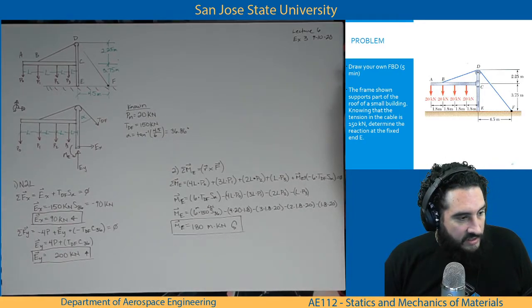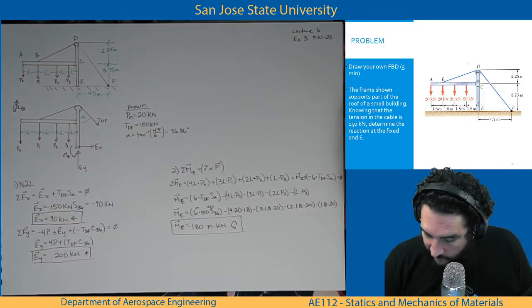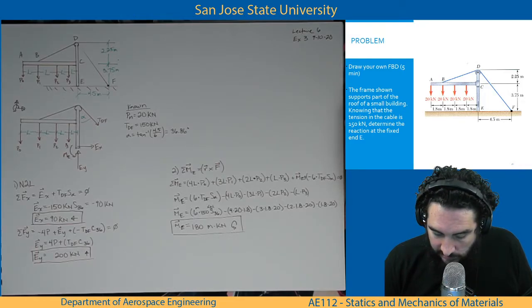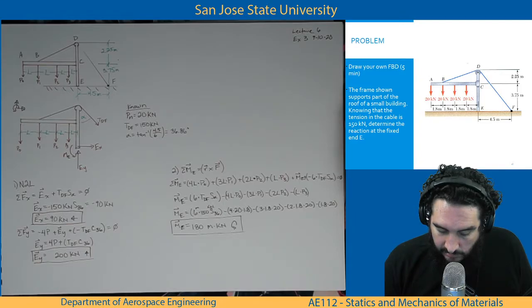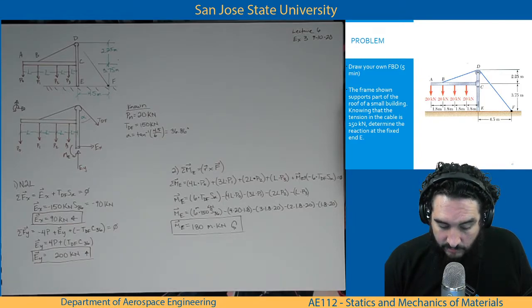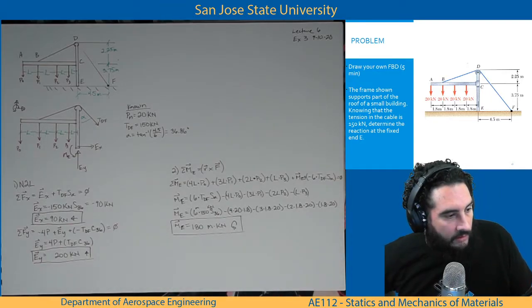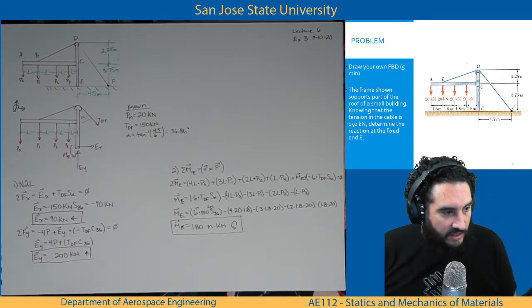Why do you use -6 and not -4.5? Ah, that's actually a good question. Interesting question. Why do you use -6 and not -4.5?